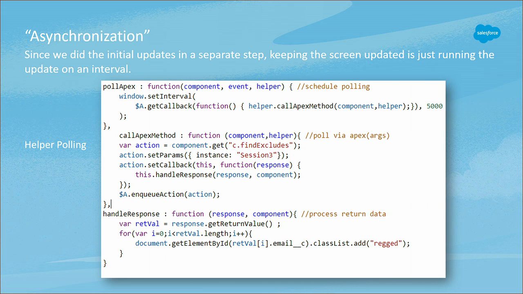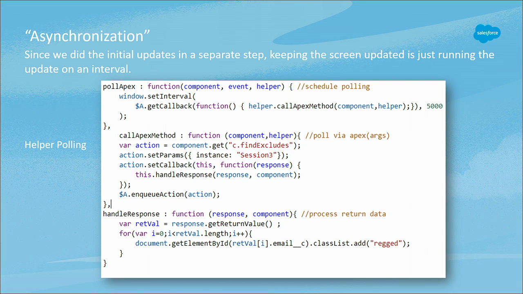So pollApex is doing a setInterval. If you use setInterval, hopefully JavaScript developers, this is saying, take this function and iterate every 5,000 milliseconds or 5 seconds, call this function again. So every 5 seconds, my page is polling to get the current things and then re-updating, and after it's coming back, it's doing the callback and queuing that. And then at the very last, it's adding the regged class, which we just set to red, to each element that has that.